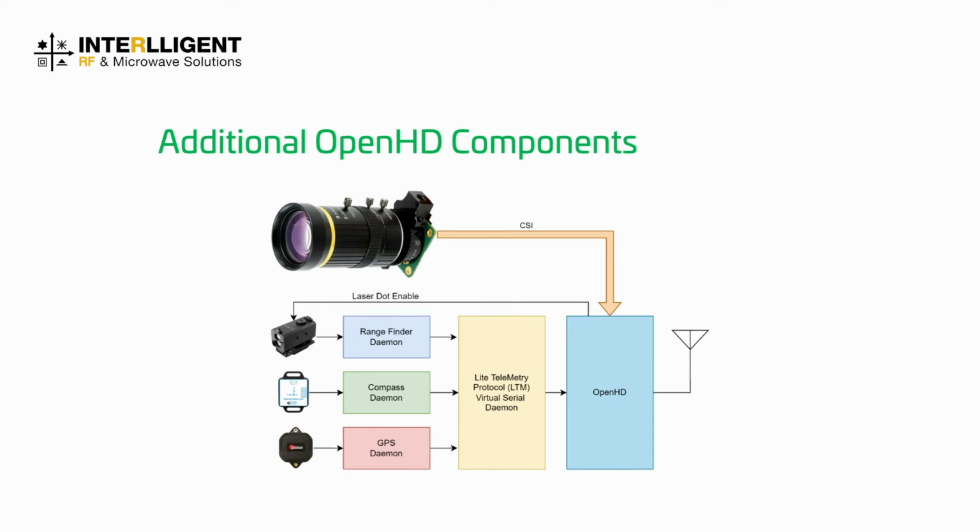So the data that comes out of our various sensors are packed together and then sent through something called the light telemetry protocol into the OpenHD software. And then that gets broadcast alongside our video feed. And so the electro-optics package is completely wireless with its own battery.